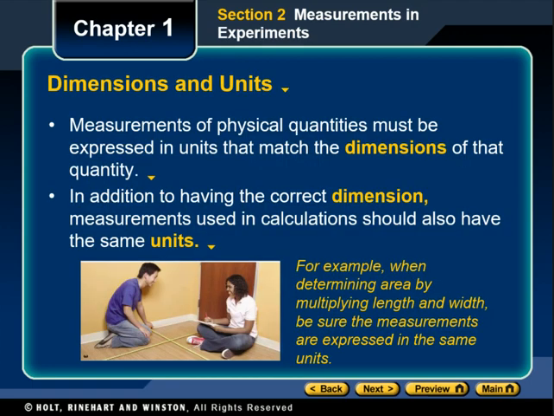Measurements of physical quantities must be expressed in units that match the dimension of that quantity. For example, measurements of length cannot be expressed in units of kilograms, because units of kilograms describe the dimension of mass. It is very important to be certain that a measurement is expressed in units that refer to the correct dimension. One good technique for avoiding errors is to check the units in the answer to be certain that they are appropriate for the dimension of the physical quantity that is being sought in the problem or calculation.